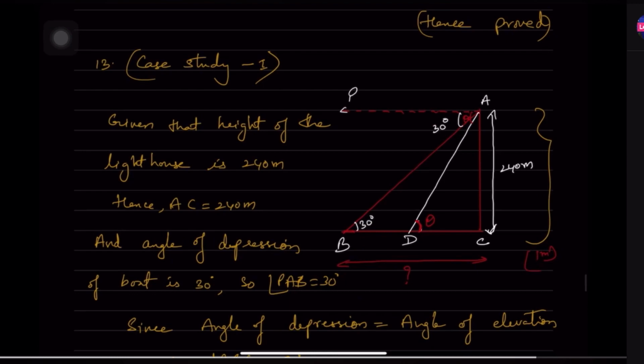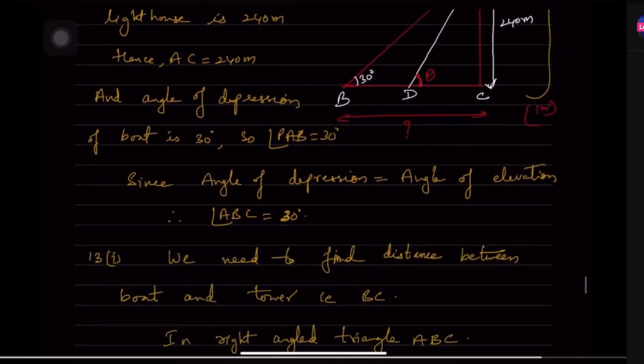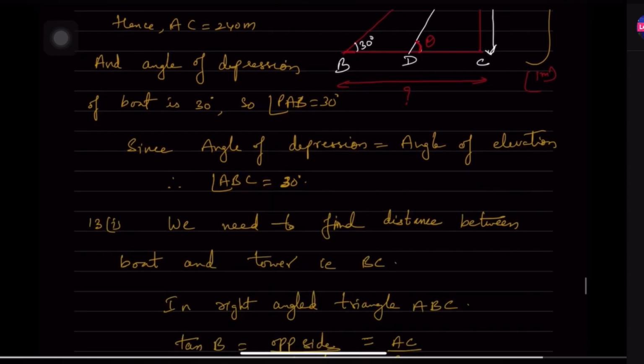So for a labeled figure for this you are having marks over here. Given that the height of the lighthouse is 240 meters, hence AC is equal to 240 meters. I have drawn both the first part and the second part in the same figure. You can draw it separately also. So AC is equal to 240 meters and the angle of depression of the boat is 30 degrees. So angle PAB is equal to 30 degrees. Since angle of depression is equal to angle of elevation, therefore angle ABC is equal to 30 degrees. So this is the part which is given. For this we are having 1 mark.